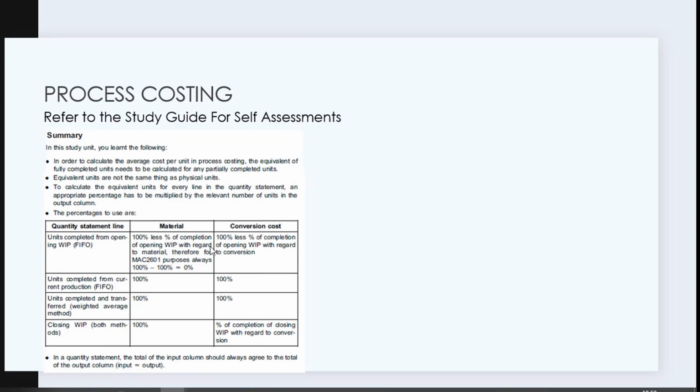Whereas when we're looking at the opening WIP under conversion cost, you're looking at 100% less the completion of the opening WIP. So you're remaining with the balancing percentage, the percentage it will take you to complete the opening WIP. Please remember this, because it's easier to forget how to treat opening WIP under conversion. It's the percentage that it takes to complete the opening WIP, whereas the closing WIP is the percentage of completion.